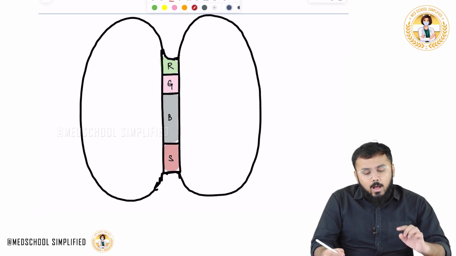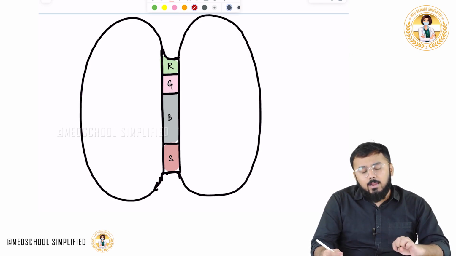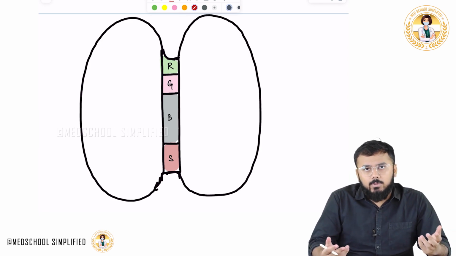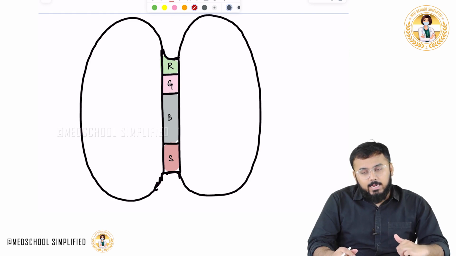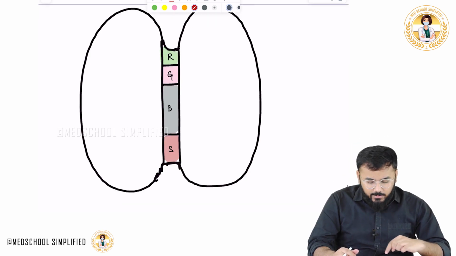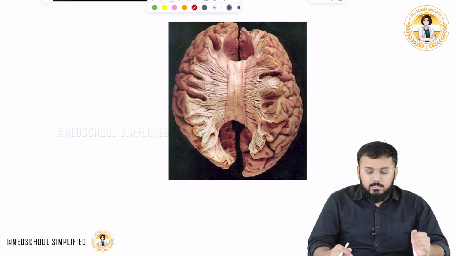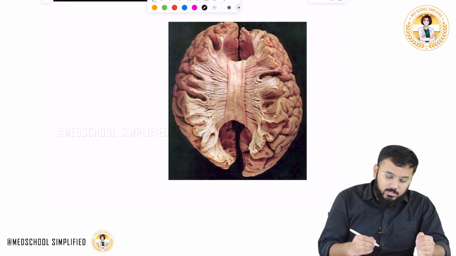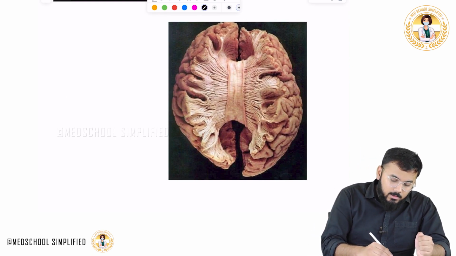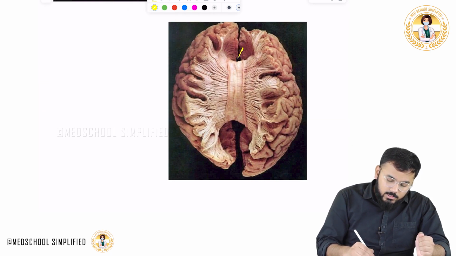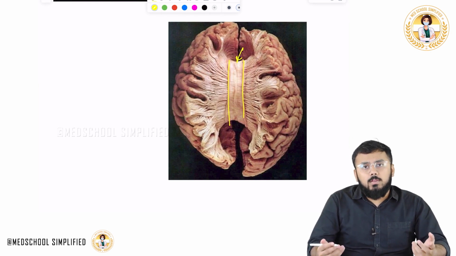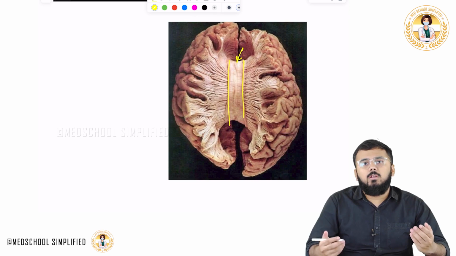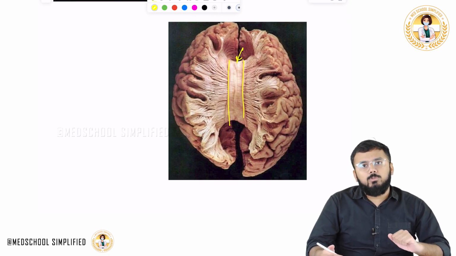Now how is this corpus callosum formed? By the way, you are telling me corpus callosum is a bundle of fibers connecting the right cerebral hemisphere with the left, right. If I have to show it to you, see, this is a structure, right? Now in this structure, can you see this center part? This center part is your corpus callosum. Now I am asking you, how is corpus callosum formed? You are just telling me it is a bundle of fibers. Yes, corpus callosum is a bundle of fibers.